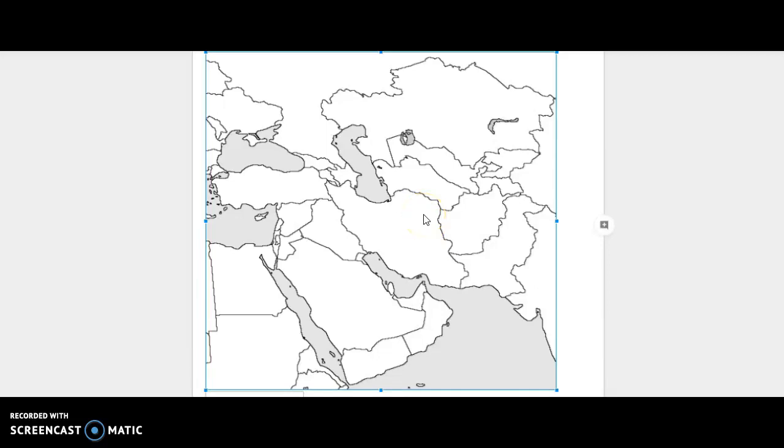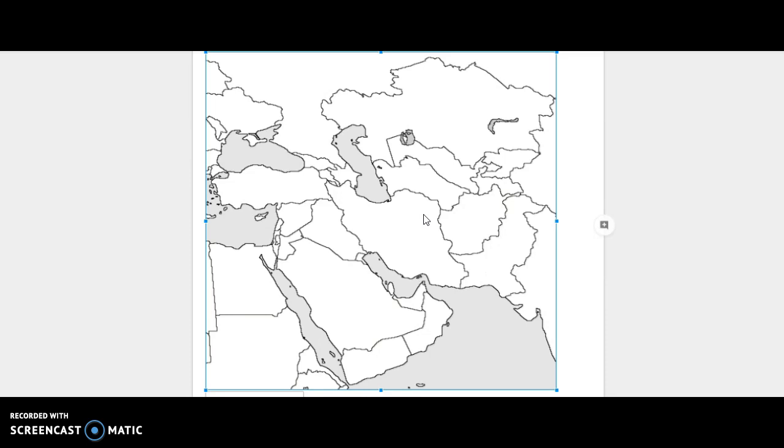Hello, it's Miss Thompson. So right here we have a blank map of the Southwest and Central Asia region that we're currently studying in class. So hopefully you have a practice map at home so we can just go through it together, fill it out so that you can be ready for your mapping quiz this week.